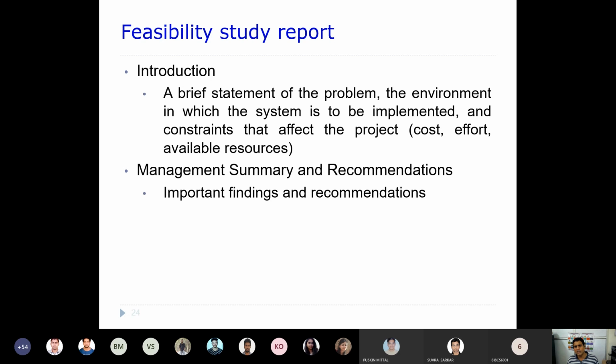According to these constraints, the environment and the problem statement, you need to get recommendations or a summary from the management, because management is the one who is going to invest money in this particular project. So you need to take their recommendations also, and that is to be mentioned here in the management summary and recommendations.